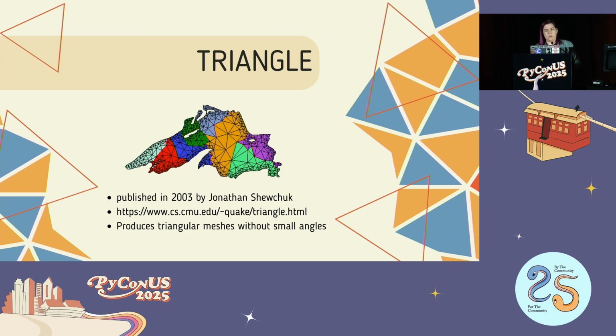It's actually extremely well documented for academic code. It was written by Jonathan Shewchuk, who's a professor at Berkeley. Triangle is used in many geometry libraries across languages. There's a Rust implementation, and there are other wrappers in other languages. The main thing about Triangle is that it produces triangular meshes without small angles, so you won't have a very acute triangle, which is what you want for finite element analysis.